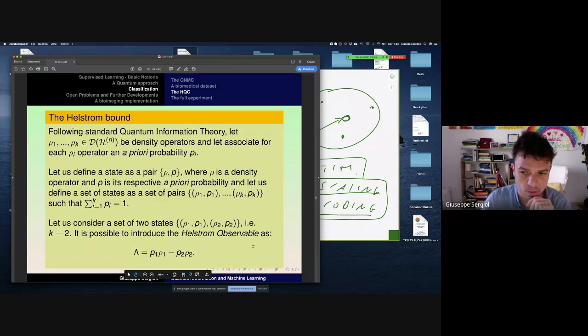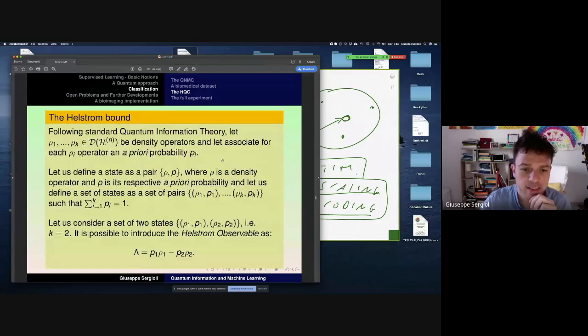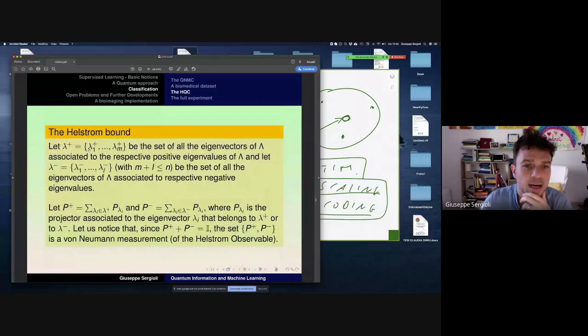Now we consider Λ+ as the set of all eigenvectors of Λ associated to positive eigenvalues. So we calculate the eigenvalues of this Helstrom observable, big Λ, and we will have some positive and some negative eigenvalues. Λ+ is the set of all the eigenvectors associated to all the positive eigenvalues of the Helstrom observable Λ.